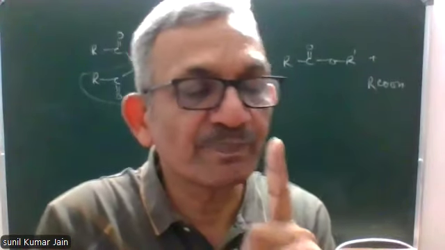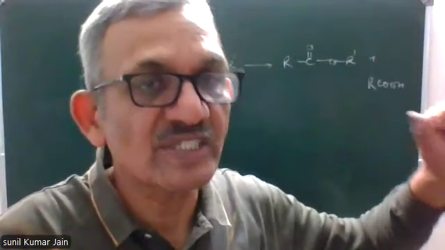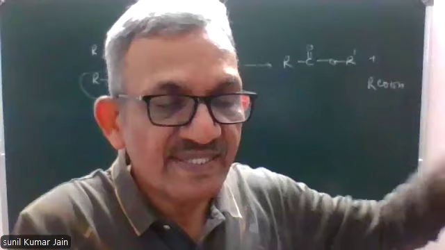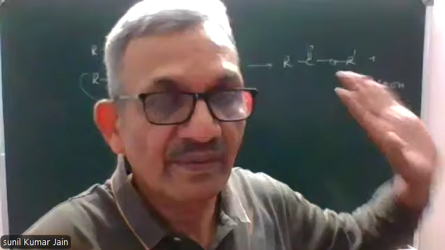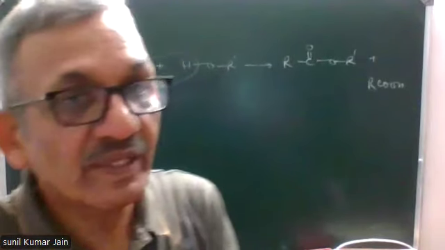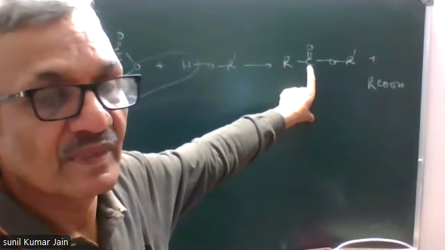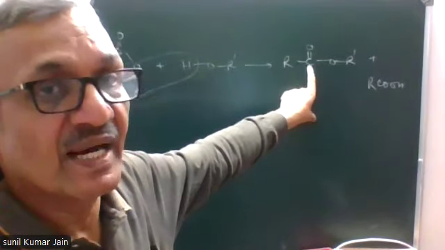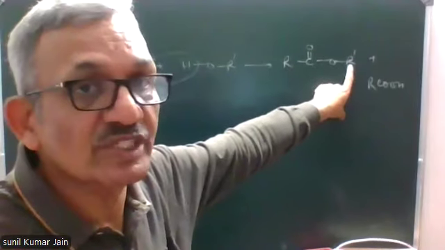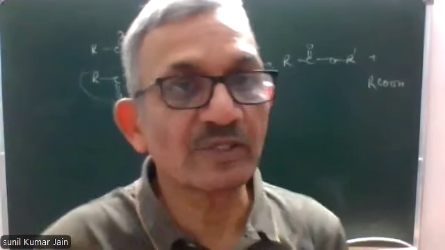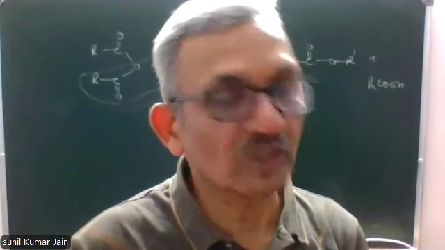The third difference is that the second product formed is different in all three reactions: water in the first case, HCl in the second case, and carboxylic acid in the third case. One thing more: this R attached to the carbon atom can be hydrogen as well, but this R attached to oxygen cannot be hydrogen. Remember, these points will help you a lot.